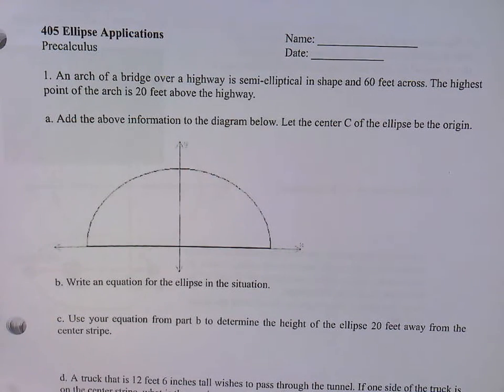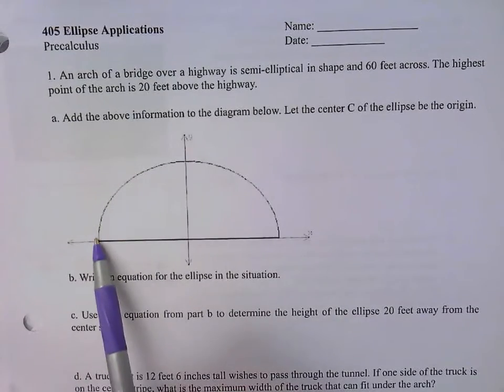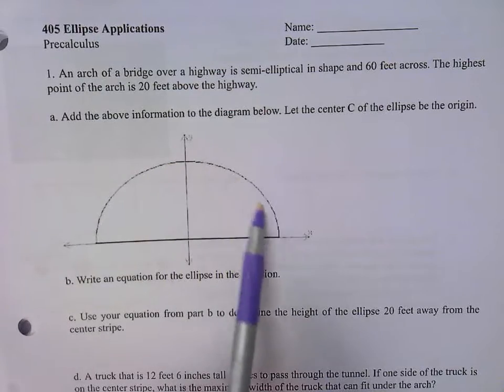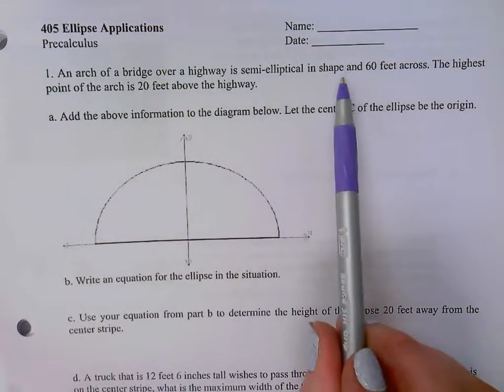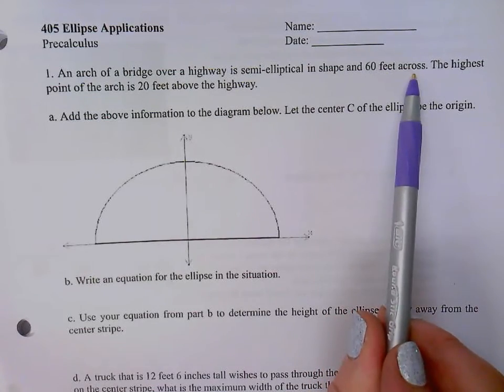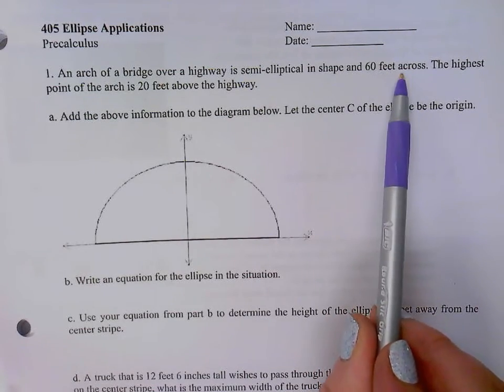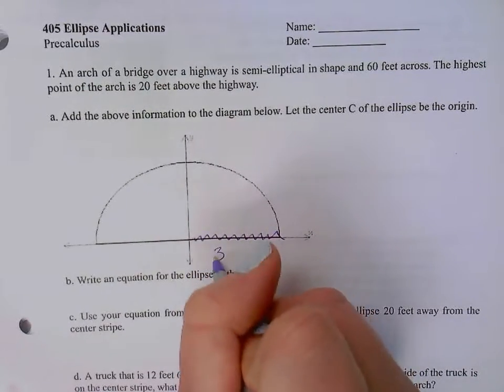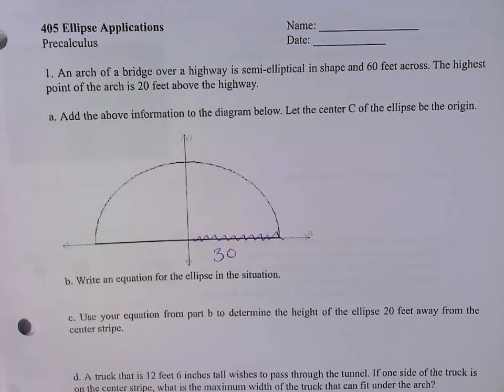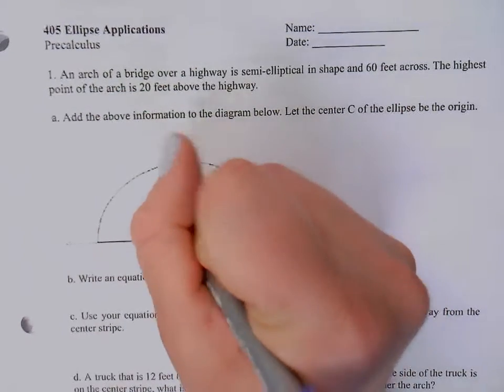Time they say this is an arch of a bridge over a highway. It's semi-elliptical, so it's half of an ellipse. It is 60 feet across. I'm not going to write 60 because that's going to confuse me. I'm just going to write that this distance is 30 so that I only have to look at a relevant piece of information. And the highest point is 20 feet above the highway, so this is 20.